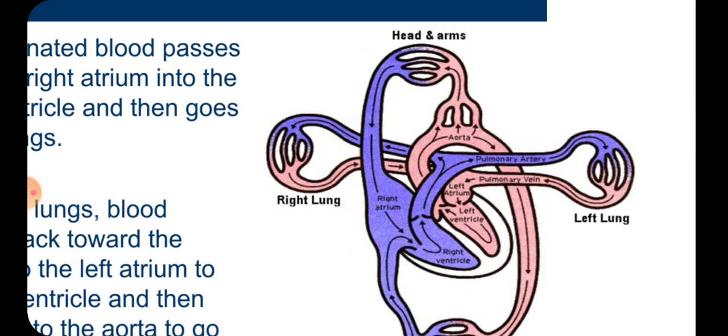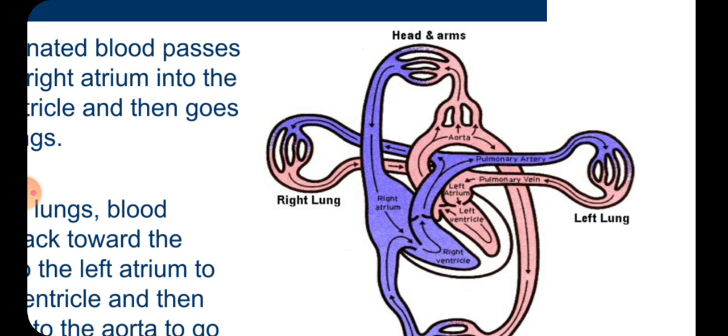Here in this diagram, you can clearly see the upper portion, the head and arms. This supplies the blood to the head and arms. Then you've got the right lung and then you've got the left lung. The blood from the upper head and arms comes into the right atrium. Also from the lungs comes to the right atrium.